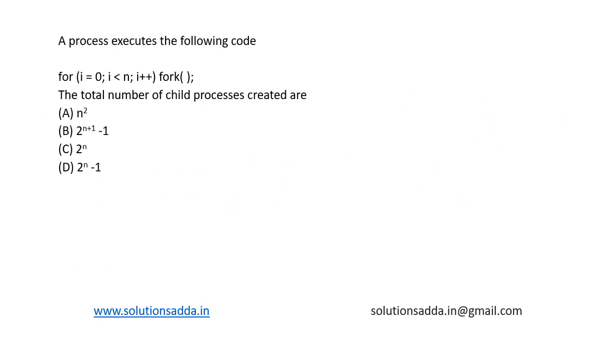This is a question from operating system. A process executes the following code. For i equal to 0, i less than n, i plus plus, and fork system call is called. The total number of child processes created are, and 4 options are given.